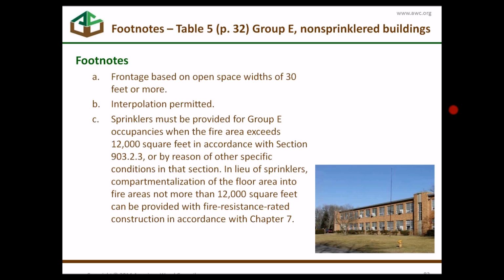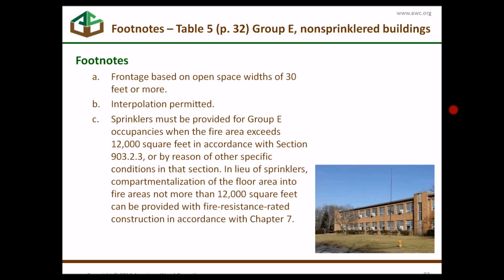It's for Group E, non-sprinklered Group E. By the way, now we have to be careful, don't we? Because for Group E, when you get up to 12,000 square feet, you have to have sprinklers. That's a Chapter 9 threshold. But this is what the table looks like.